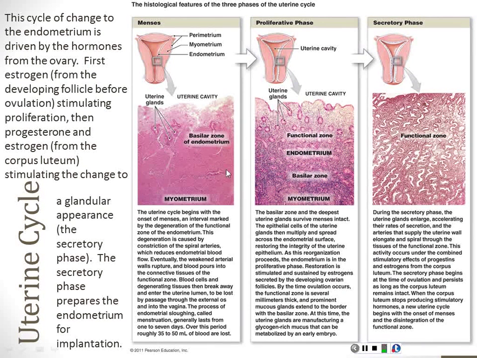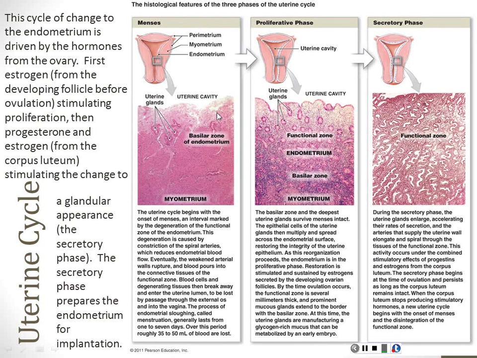So this is kind of what that looks like in pictures. This is the uterine cycle, at the beginning of the uterine cycle. So the menses has very recently occurred. This is myometrium right here, and this is all the endometrium there is right here, just this top layer.